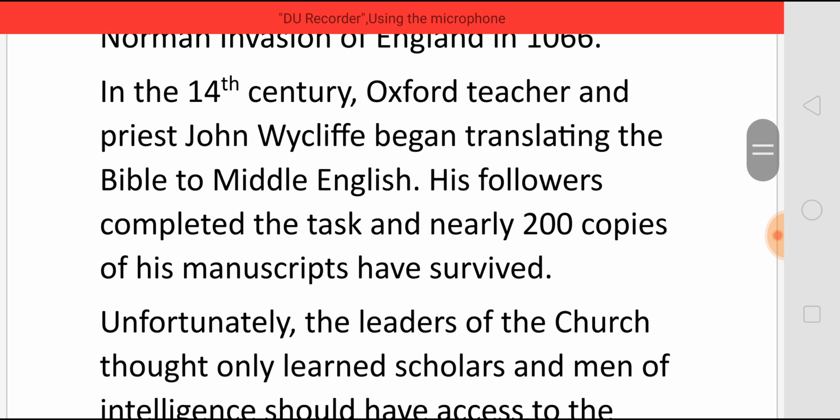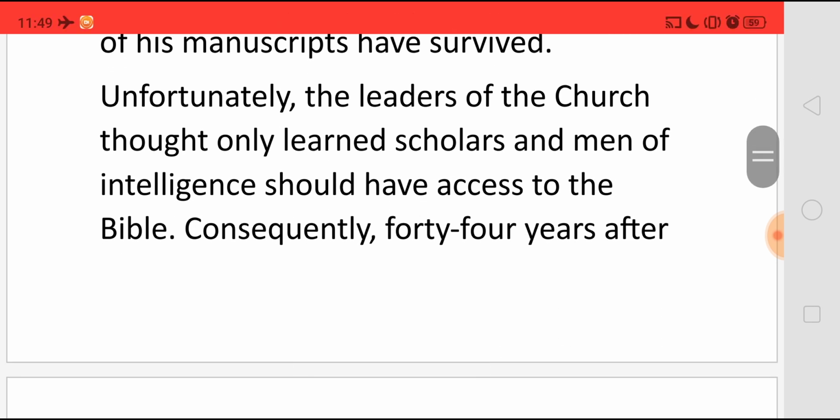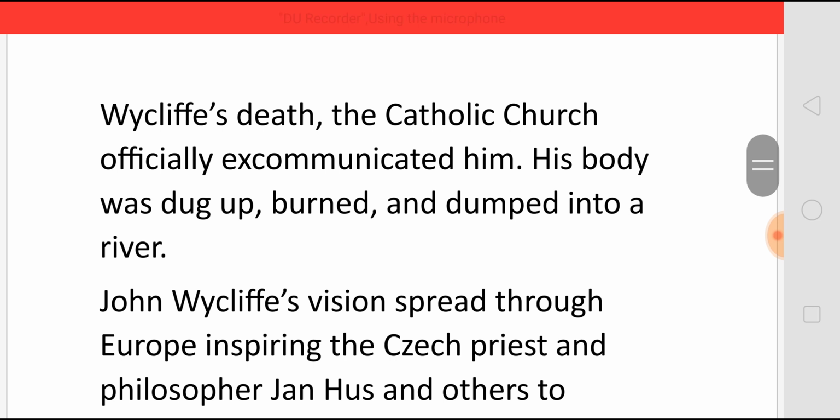In the 14th century, Oxford teacher and priest John Wycliffe began translating the Bible into Middle English. His followers completed the task, and nearly 200 copies of his manuscript have survived. Unfortunately, the leaders of the church thought that only learned scholars and men of intelligence should have access to the Bible, and consequently, 44 years after Wycliffe's death, the Catholic Church officially excommunicated him, and his body was dug up, burnt, and dumped into the river.